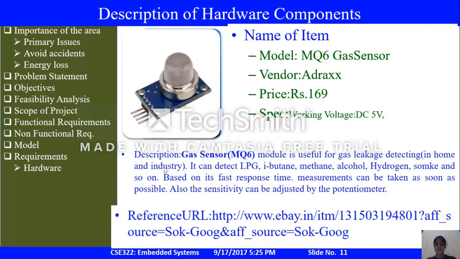The specifications of this will be the working voltage is a DC voltage of 5 volts. The working current will be 150 milliamperes. And this gas sensor module is useful for gas leakage detection in home and industry. It can detect LPG, isobutane, methane, alcohol, hydrogen, smoke, and so on. Based on its fast response time, measurements can be taken as soon as possible. Also, the sensitivity can be adjusted with the help of the potentiometer.